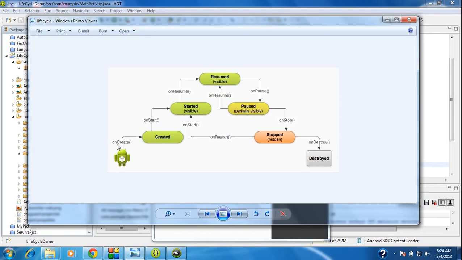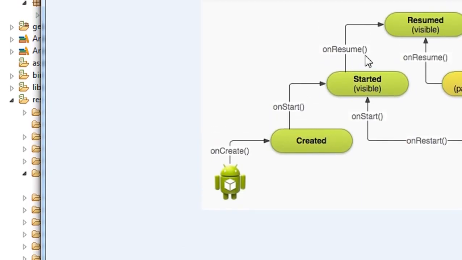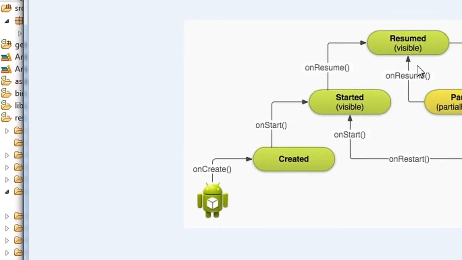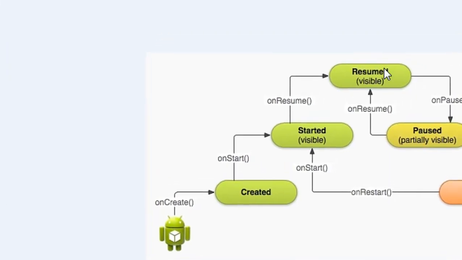Whenever the user starts the activity, first it will invoke the onCreate method, then it will invoke the onStart method, and finally it invokes the onResume method. Only after that, the activity is actually coming to the foreground.